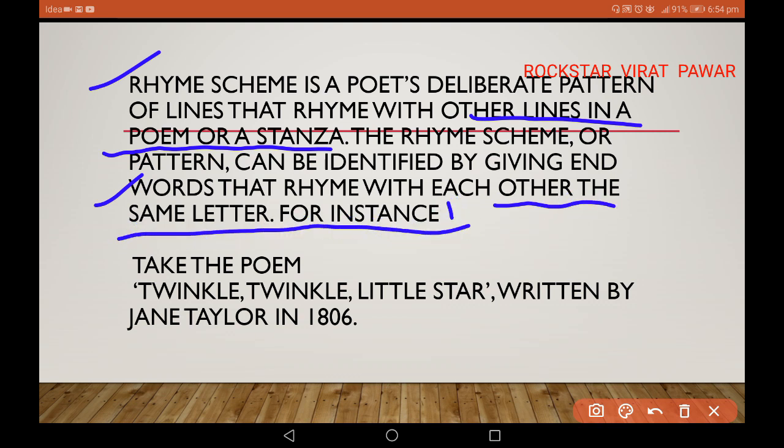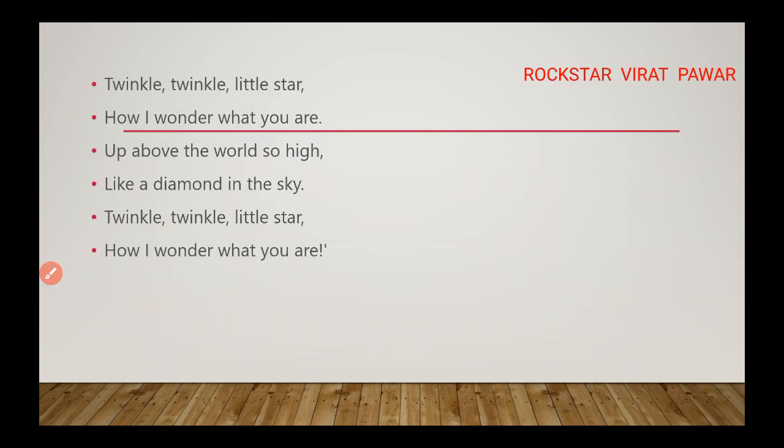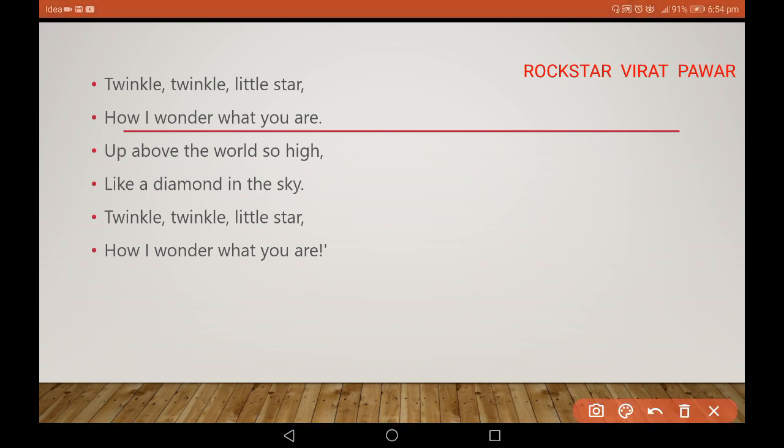For instance, take the poem Twinkle Twinkle Little Star, written by Jane Taylor in 1806. Let's see how to find the rhyme scheme in this poem. Firstly, you should follow the poem, then we will find out the rhyme scheme of this poem. In this, see, Twinkle Twinkle Little Star.